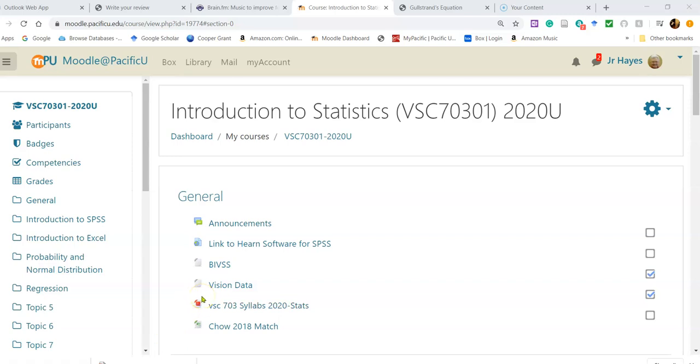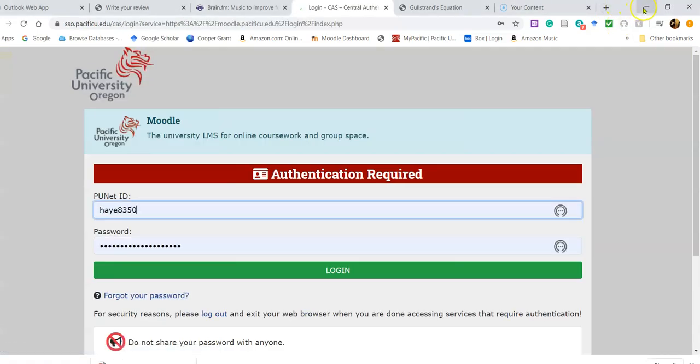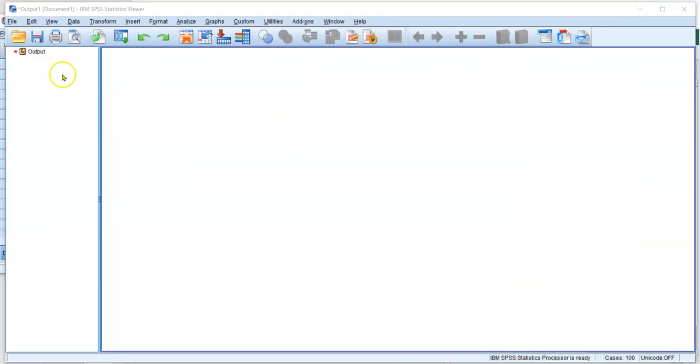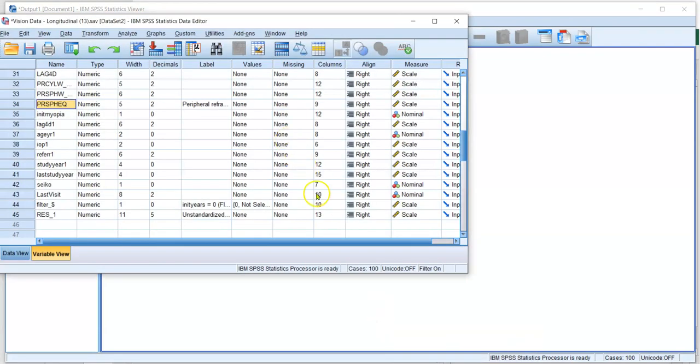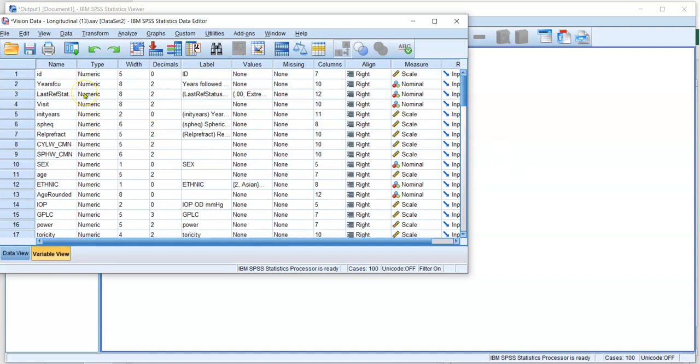The purpose of this video is to go over the homework for regression. We're going to start with the vision data set, so load up that guy. Then let's see if we can find the data right there, and let's look and see what we have.